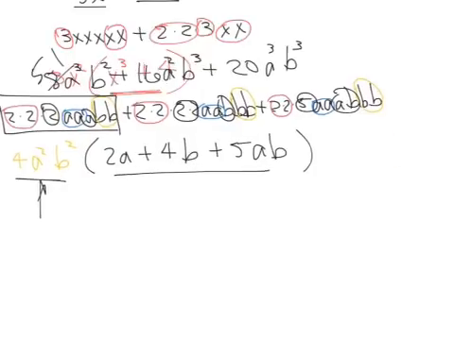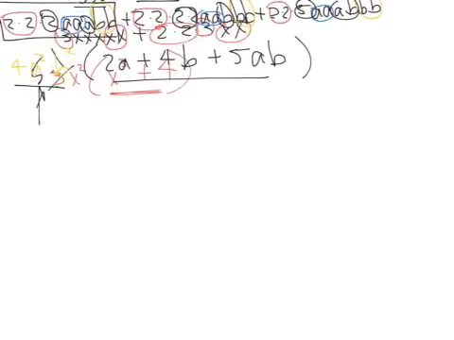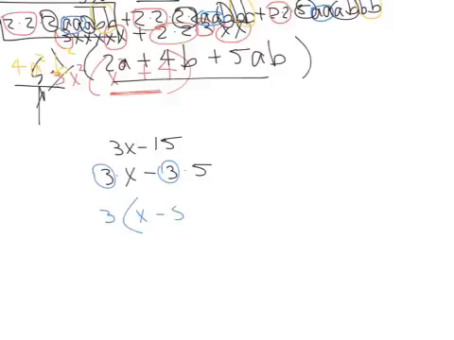Example 3. I don't know why they give you example 3, because it's so easy. 3x minus 15. So I have a 3 times x minus 3 times 5. And if I look and see what's common, I have a 3 that's common, so I'm pulling it out and writing what I have left. And that's it. Okay, let's look at example 4.